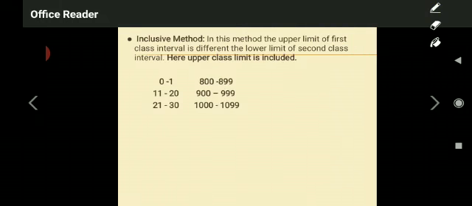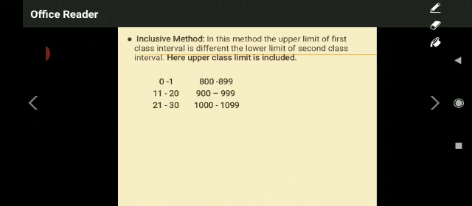Now, look at the next one, that is inclusive method. In this method, the upper limit of the first class interval is different than the lower limit of the second class interval. Here, upper class limit is included. Look at the first one. There is a small mistake in the example. It would have been 0 to 10, but wrongly it has been mentioned as 0 to 1.